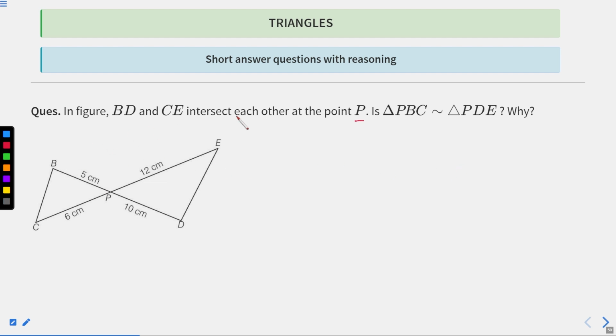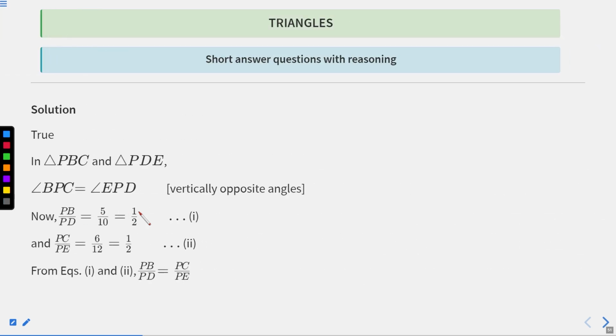Okay, so we have been given this figure here. The length of BP is 5 centimeter, the length of PE is 12 centimeter, the length of CP is 6 centimeter, and the length of PD is 10 centimeter. Okay, so let us solve it step by step.